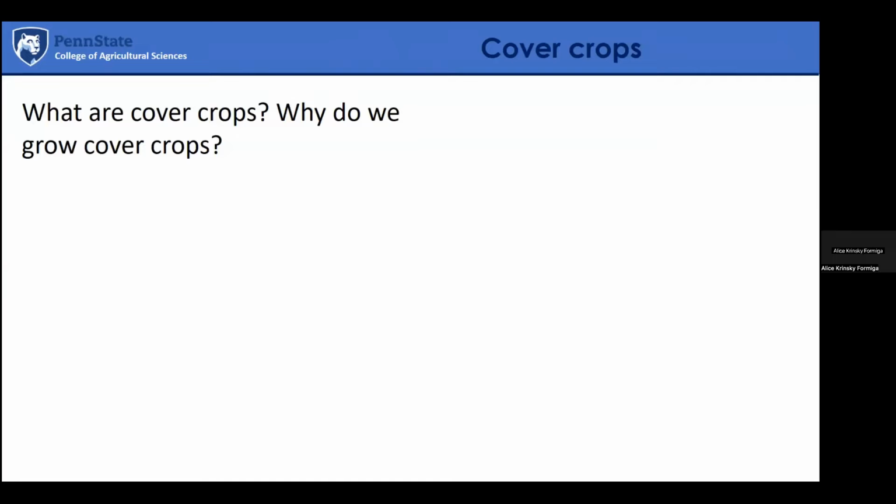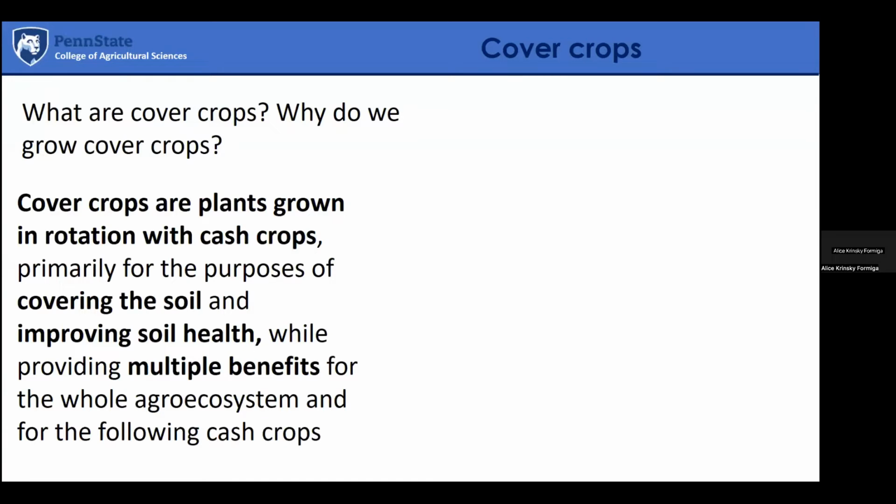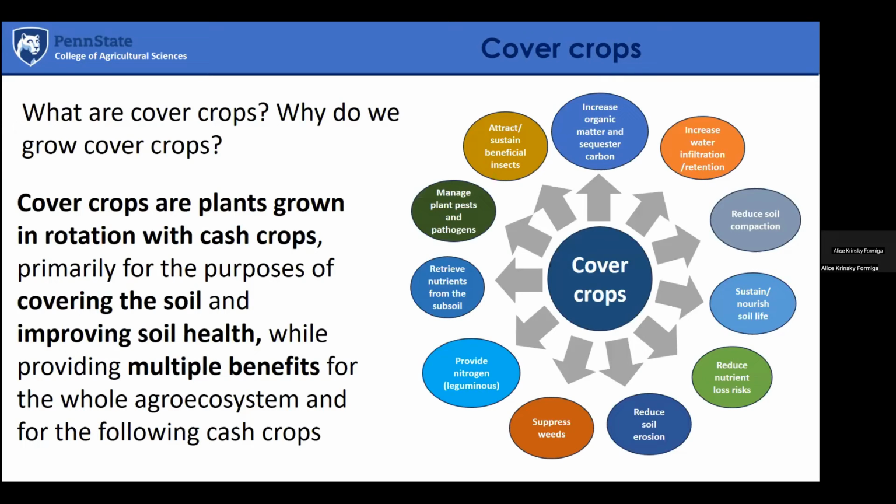Now, what are cover crops? Why do we grow cover crops? Since many of you are familiar with cover crops, I limited this to just one slide. Cover crops are plants grown in rotation with cash crops, and the primary purpose of using cover crops is to keep the soil covered. The reason we do that is that with cover crops, we are trying to improve soil health. Now, besides improving soil health, cover crops may have other benefits, for the entire agroecosystem, but also for the crop following the cover crops.